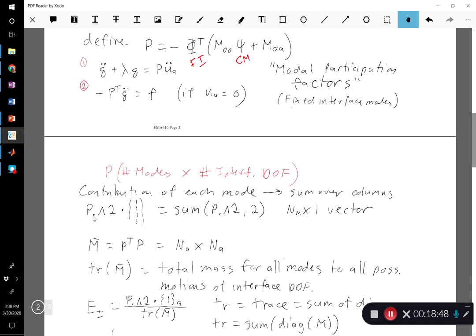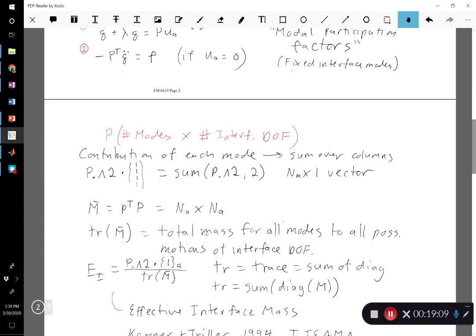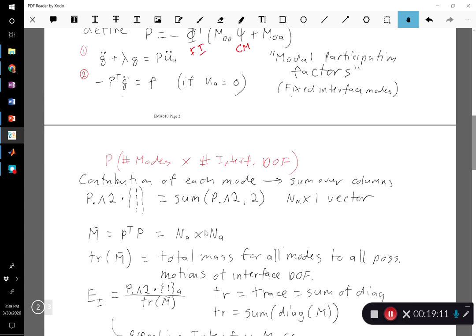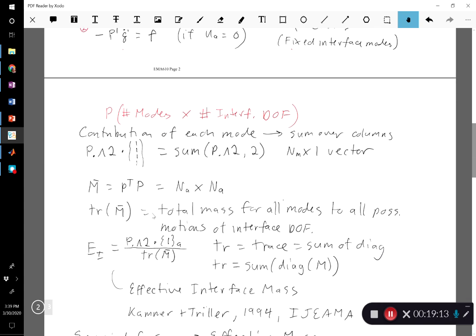Often what's done is to do the piecewise square, to square each term. That matrix will have a size of number of modes by number of interface degrees of freedom. So we can take the piecewise square, add them all up, and then typically normalize. There are a few different ways to normalize.